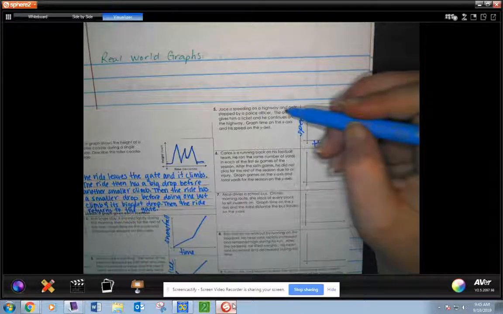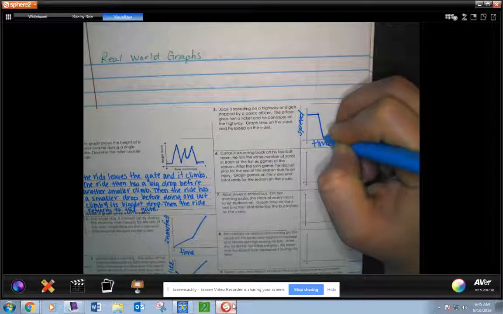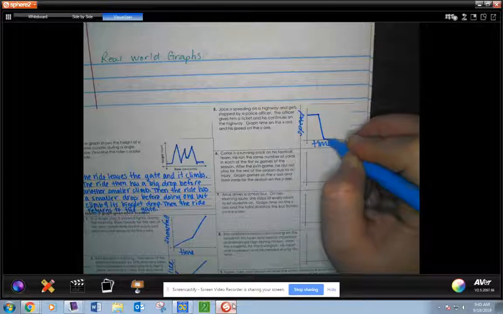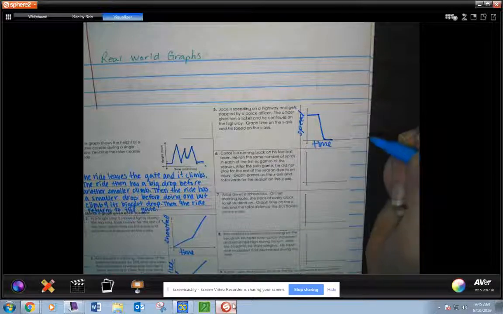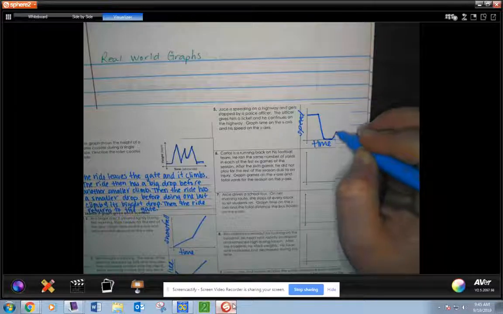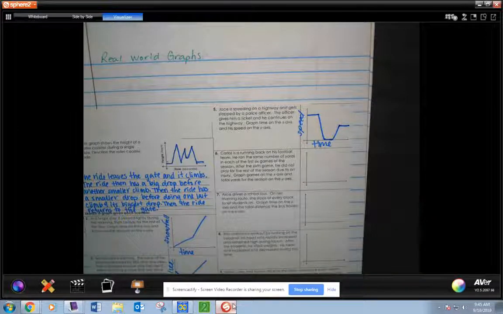But then he gets stopped by a police officer. So you have to show him slowing down until he has no more speed because he's stopped. He's going to be stopped for a little while he's talking with the police officer and gets his ticket. And then he's going to continue going on the highway, and hopefully he's smart enough to not speed again and just do a constant speed that would be the speed limit.